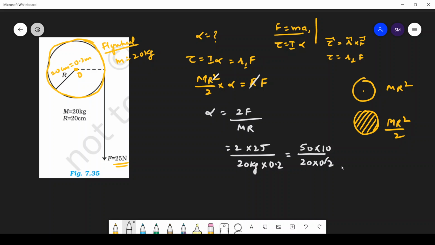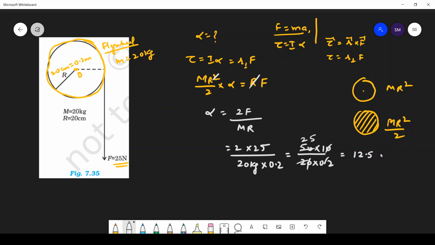Hope you have done it, students. So this 10 will cancel out with this 50, so 2, it's 25. So what's wrong? What's wrong here? Yes, have you got the answer, any of you? Sir, you are doing right. I'm doing right, but the answer is supposed to be angular acceleration is 12.5.